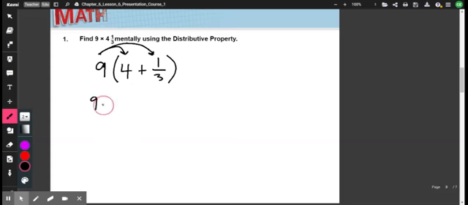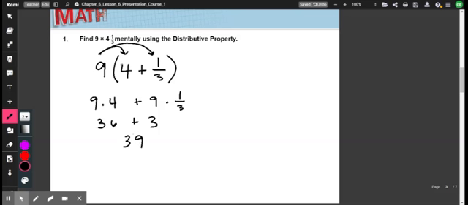So we have 9 times 4, plus 9 times 1/3, okay? So if we figure out our math, we would do 9 times 4, which is going to be 36, plus 9 times 1/3, which is going to be 3, all right? And then 36 plus 3 is going to give us 39, okay?